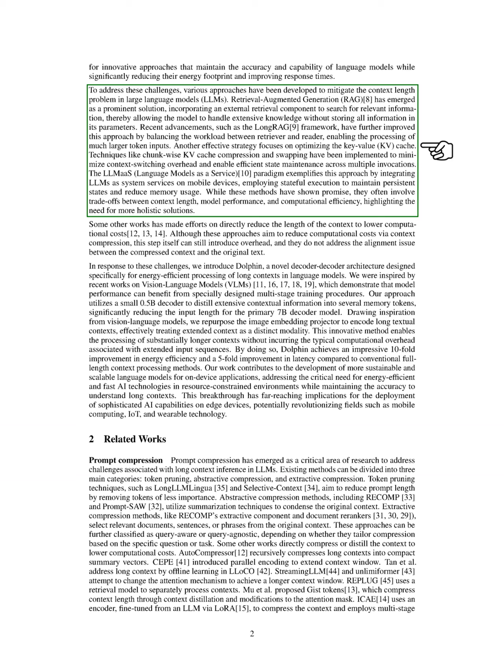Another effective strategy involves optimizing the key-value cache. Techniques like chunk-wise cache compression and swapping help reduce the overhead of context switching and maintain efficiency across multiple uses. The Language Models as a Service (LLMaaS) model exemplifies this by integrating language models as system services on mobile devices, using stateful execution to keep persistent states and lower memory usage.